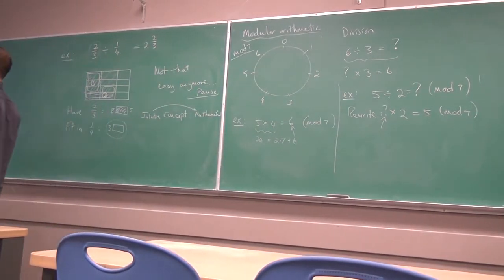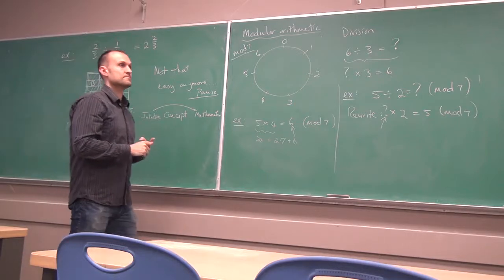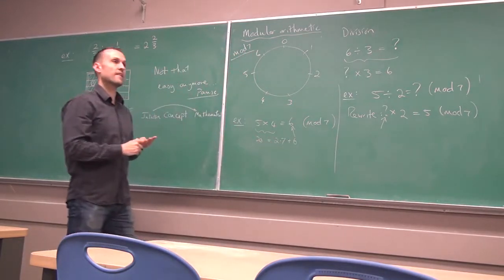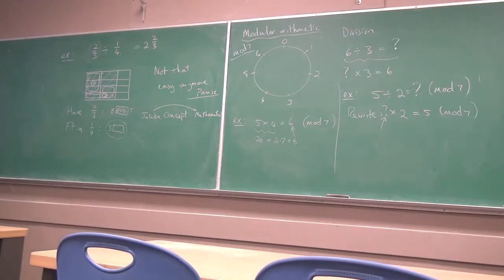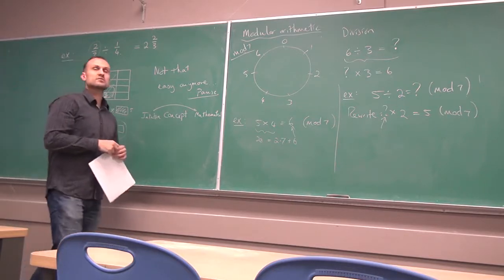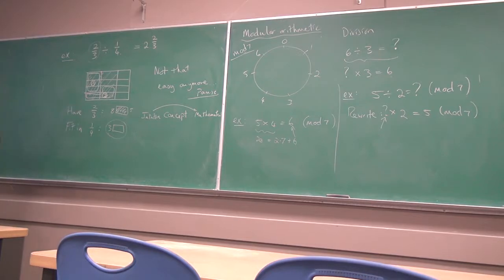Can it be 1? No, because 1 times 2 is 2, not 5. Can the question mark be 2? No, I need to get a 5. 2 times 2 is 4. 3? 3 times 2 is 6. No, it's not 3. 4? 4 times 2 is 8, which is 1 mod 7. 5? I have to check 5 as well. 5 times 2 is 10, mod 7 is 3. 6? 6 times 2 is 12, mod 7 is 5. So this has to be a 6.